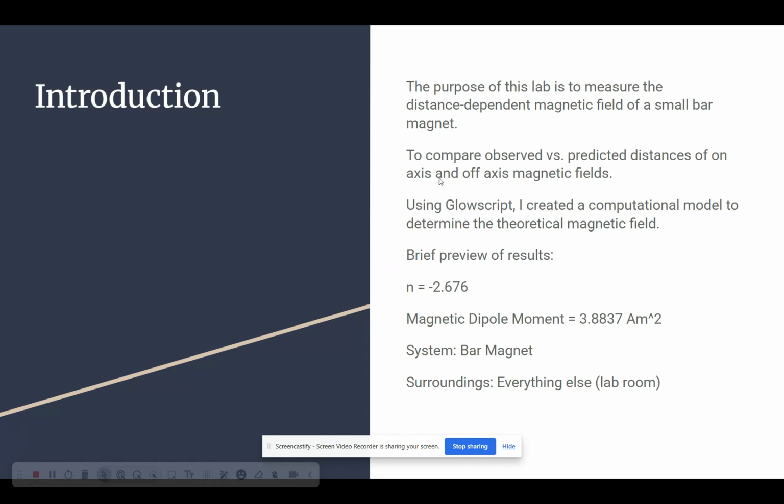And then using GlowScript, which is our computational model, I created a computational model to determine the theoretical magnetic field. In a brief preview of our results, we have an n value of negative 2.626 and a magnetic dipole moment of 3.8837. Our system is the bar magnet, and the surroundings is everything else, which is the lab room.